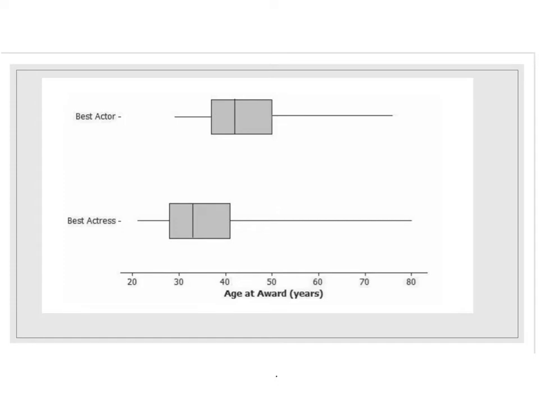So let's look at the best actor compared to the best actress. The best actor's age ranges from 30 to 75-ish, and the actress is from 21 to 80 or so. Then we can look at the interquartile range, which is quartile 1 to quartile 3. We'll go to the minimum, the maximum, and compare basically different data sets.